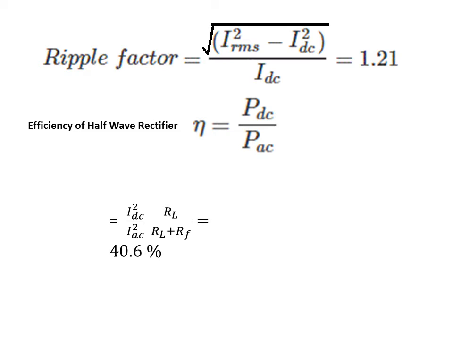And apart from that, if you substitute for IDC and IAC and use the value of pi, then you will be getting a number equal to 0.406. So the efficiency for the half-wave rectifier is going to be 0.406 into 1 divided by 1 plus RF by RL. Okay, and if you neglect that resistance part, it will be 0.406, and if you express that as a percentage, it will be 40.6. That is the efficiency of the half-wave rectifier.